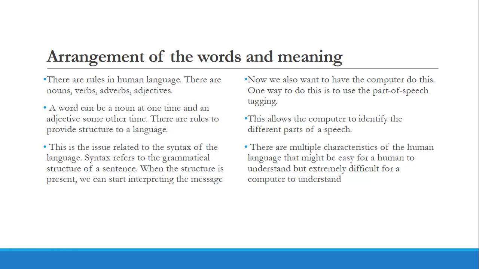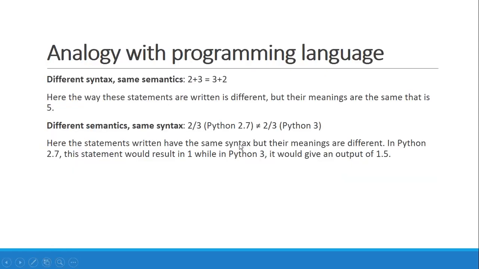Now we also want the computer to do this. One way to do this is to use part of speech tagging, and this allows the computer to identify different parts of speech. There are multiple characteristics of the human language that might be easy for a human to understand, but extremely difficult for a computer to understand. Let us see one example in analogy of programming language.